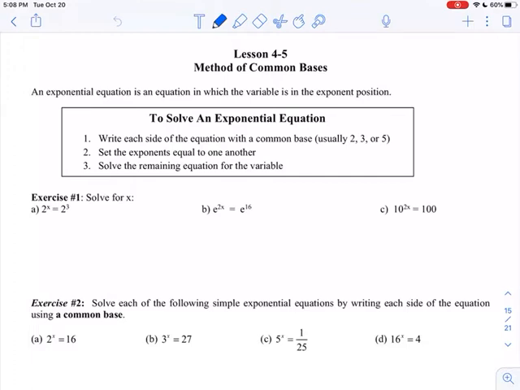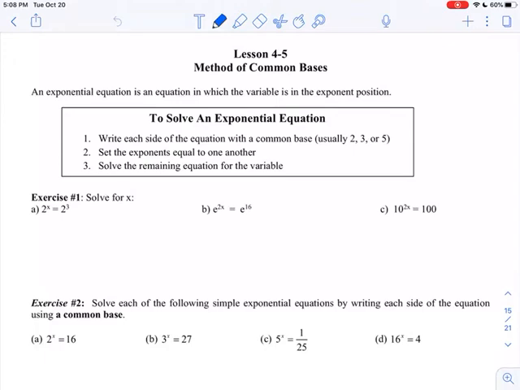Hi, Algebra 2. This is Unit 4, Lesson 5, and today's a nice, easy lesson. It's called the method of common bases. So we're going to be solving exponential equations, and the way that we're going to do that is we're going to get the bases to be the same.